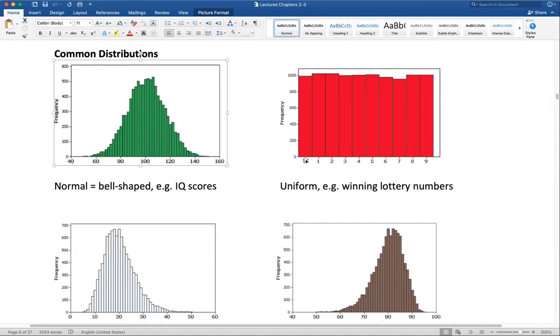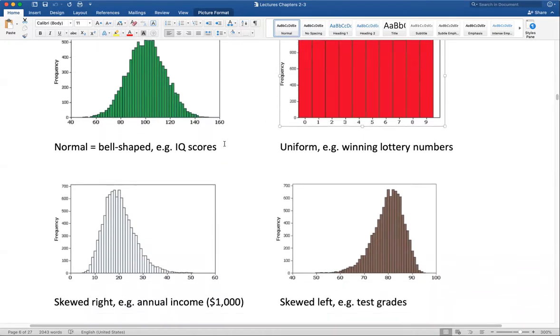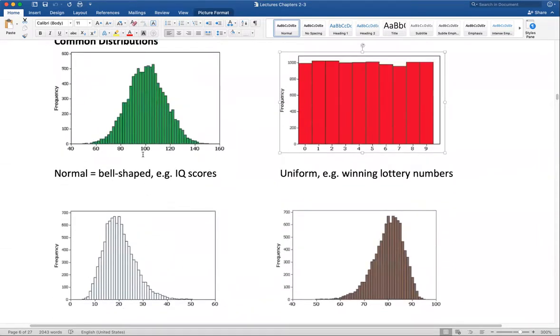Okay, and then the next one is the uniform distribution. So, uniform distribution, as you can see, for each class the frequencies are almost equal. Okay, so an example of the uniform distribution is winning lottery numbers. That makes sense, right? And then what about an example of the normal distribution? IQ score.